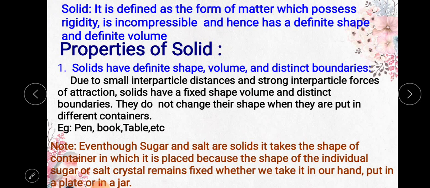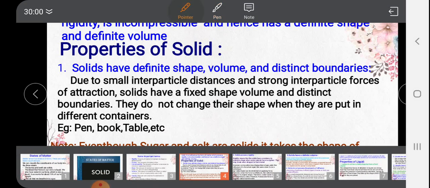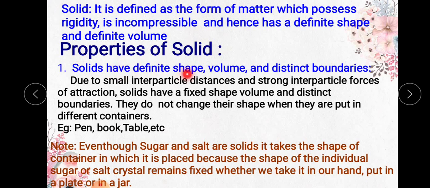Then what are the properties of a solid? How can we know which is a solid, which is a liquid, and which is a gas? The first point about the solid: solids have definite shape, volume, and distinct boundaries. See here, the solids have a definite shape, volume, and distinct boundaries.